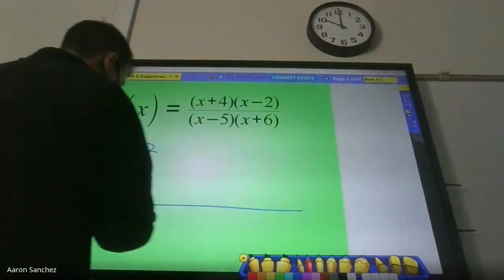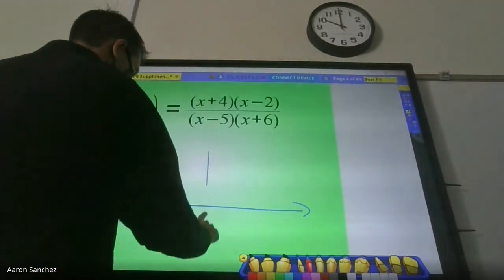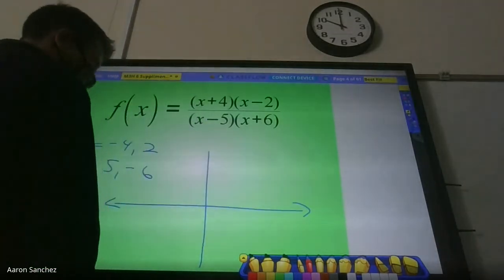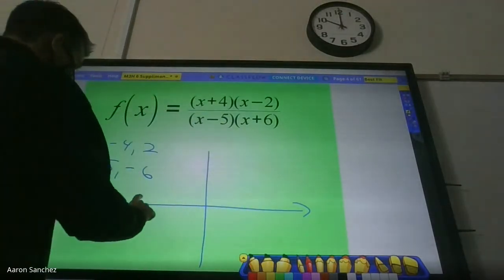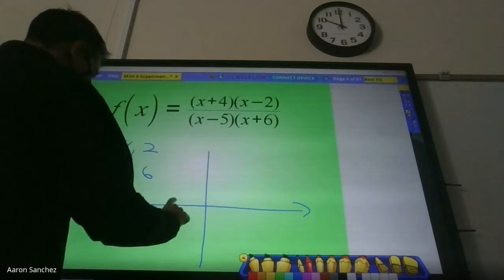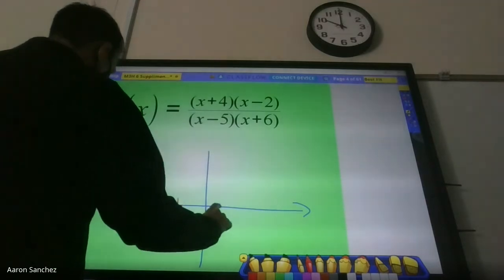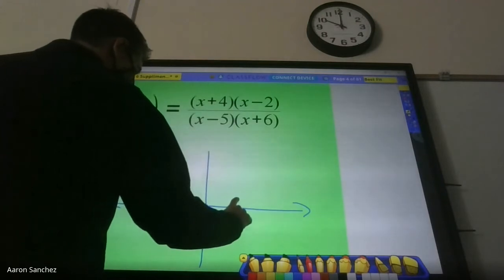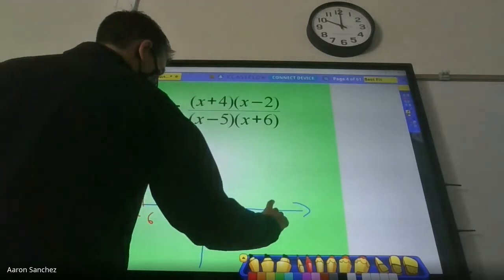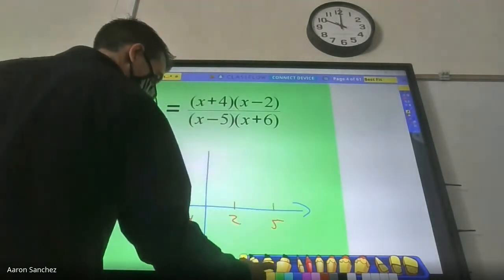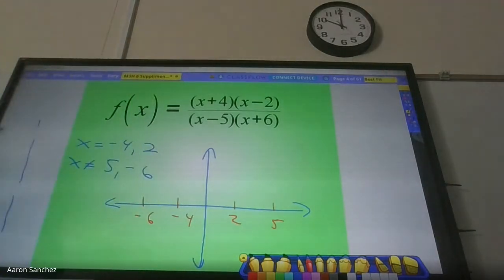You guys see our limits here? In fact, we'll just do the whole thing here. Let's do the whole graph right here. We have here our zeros. We have negative 6, negative 4, 2, and 5. You guys have that written there? I'll get out of the way in just a second. We're going to graph it on that.